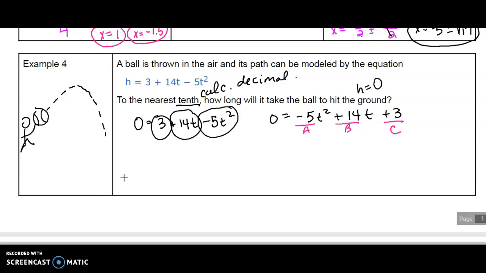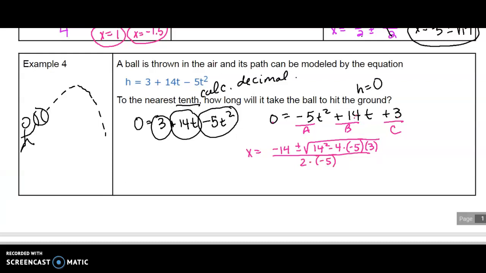So on our formula, it's already set equal to 0. So we get x equals the opposite of b plus or minus b squared minus 4 times a is negative, so I like to use a parenthesis, times c, all over 2 times negative 5. Okay.